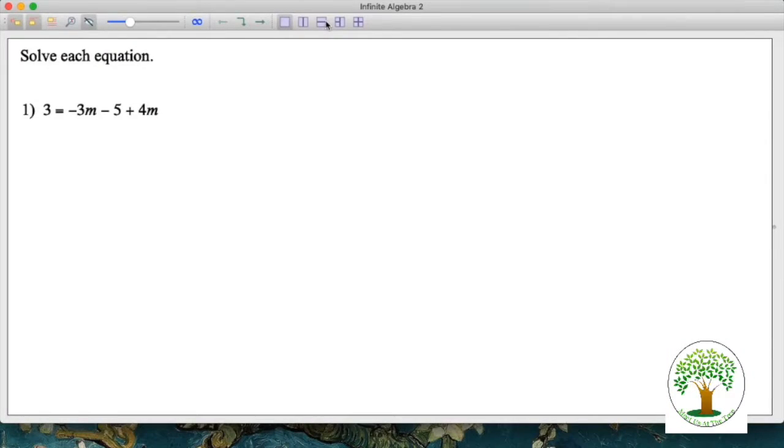We're going to combine like terms first. So what can I combine on this? The M's. The M's, very good. So I'm going to do your negative 3M and your 4M, which is going to be what? Just M. And I'm going to have a minus 5. I'm going to have a 3. The goal is to have M equaling some number.